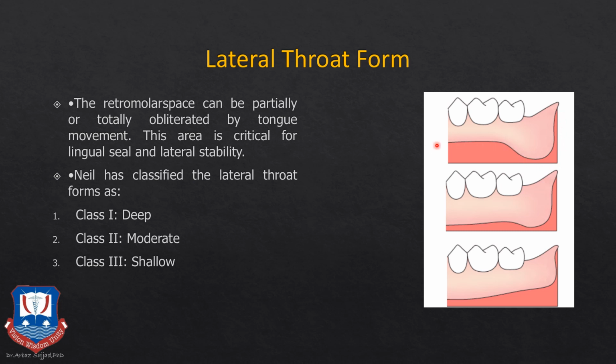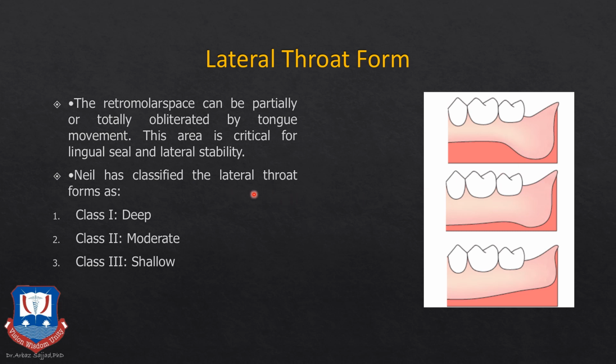Now, coming to the lateral throat form, I keep telling you guys that this is crucial in the basal seat area of the denture, and finally in the retention and stability of the denture. The retromylohyoid space may be partially or completely obliterated due to the tongue movements. This area is very critical for providing the lingual seal and the lateral stability of the dentures.